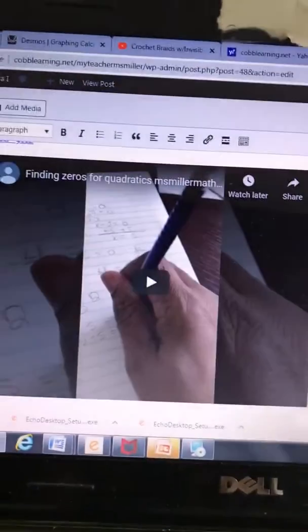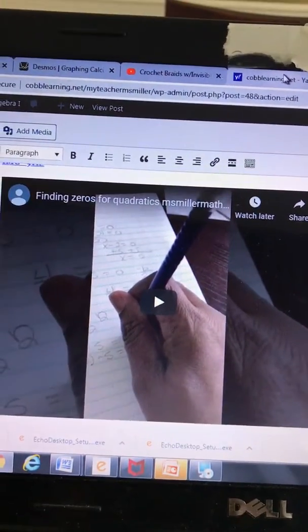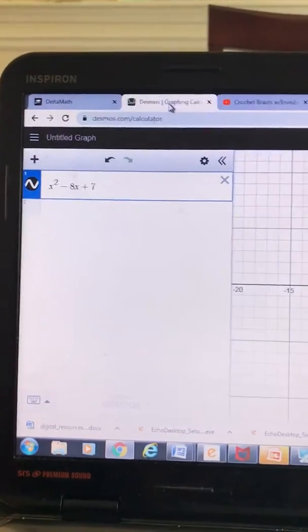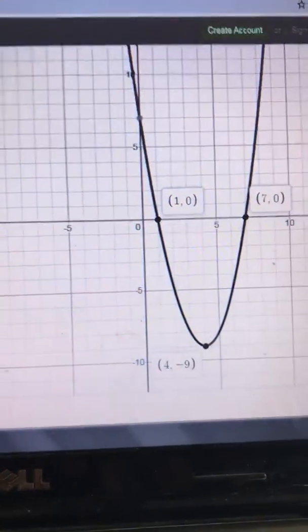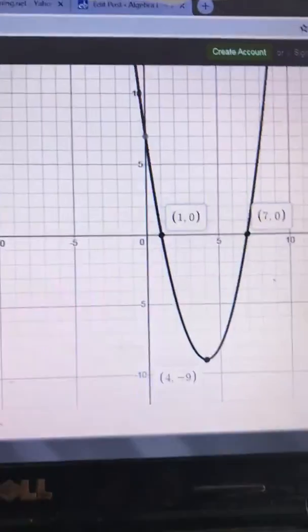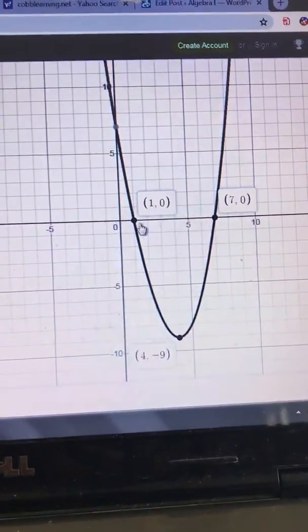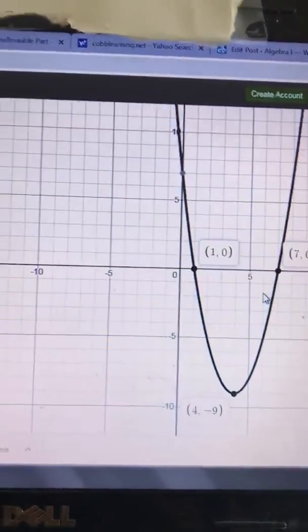I've already included this in Desmos. There we go. Now we're in Desmos. That equation is there, and when we check it in Desmos, we see that the vertex is 4, negative 9. When I look for my two zeros, I have 1 and 7. So let's just check.